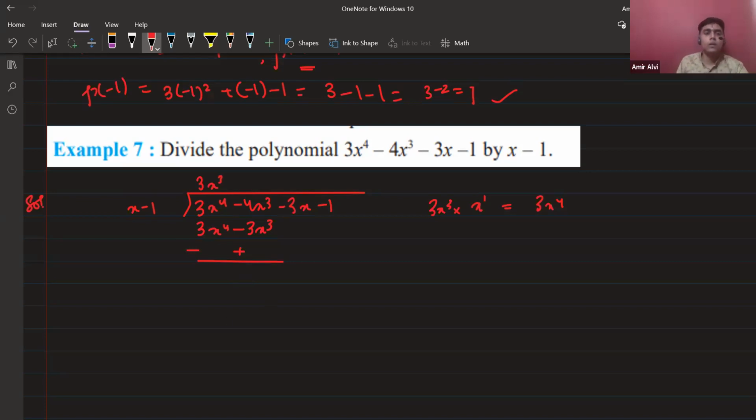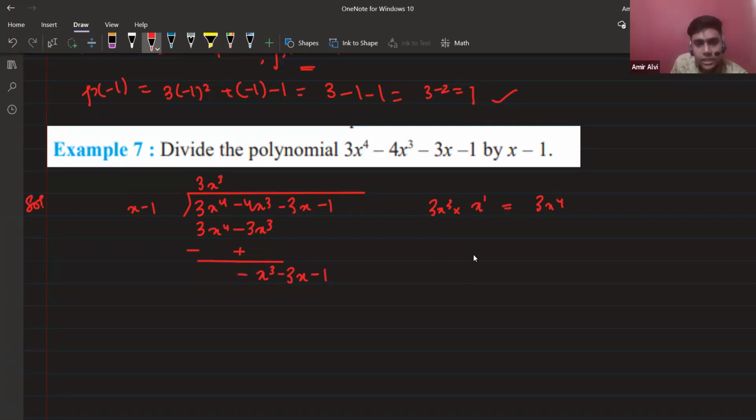Positive? No, why positive? Is 4 greater than 3 or 3 greater than 4? 4 is greater, na? Negative 4 and positive 3, so minus x cube will be left. Minus 3x will be written as it is and minus 1 will be written as it is.